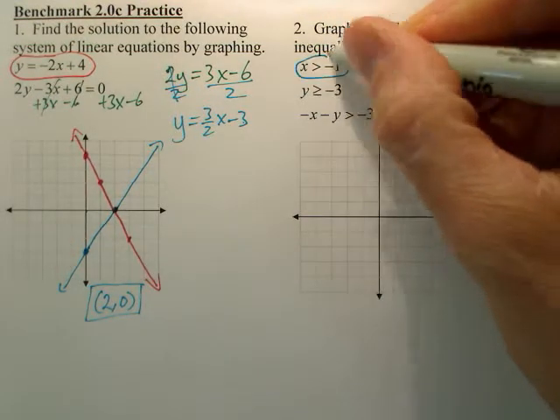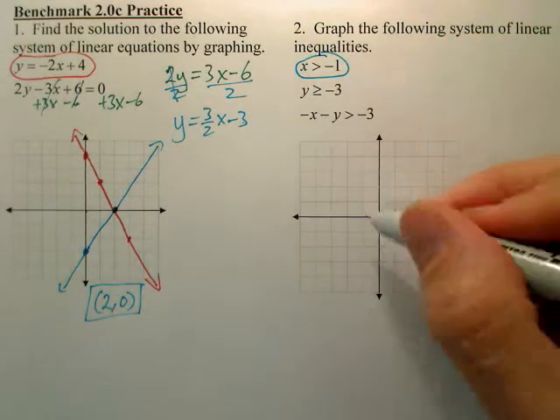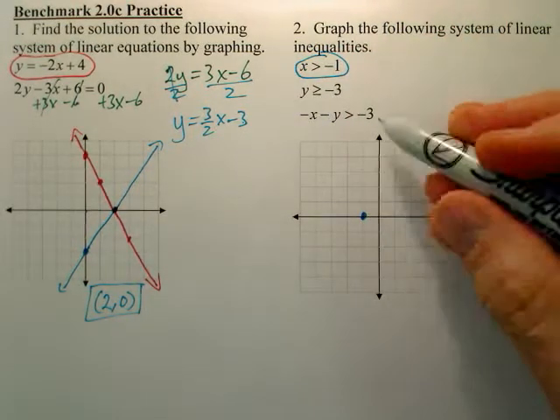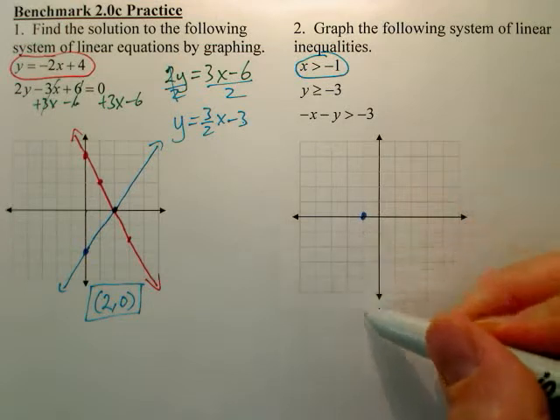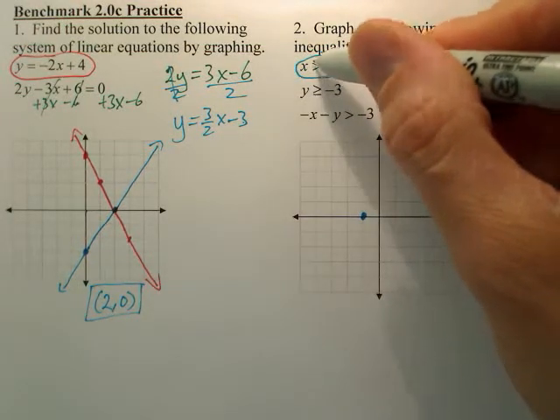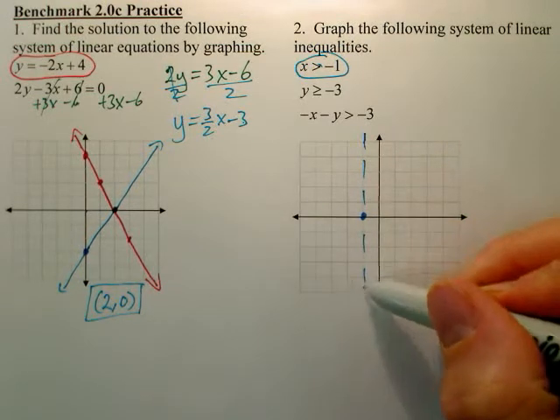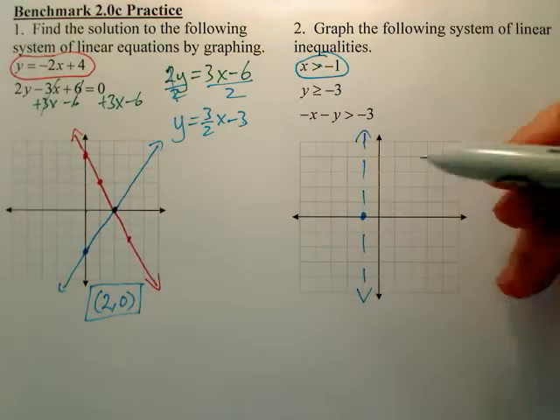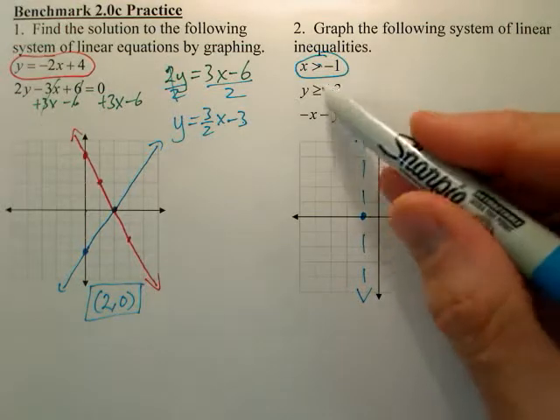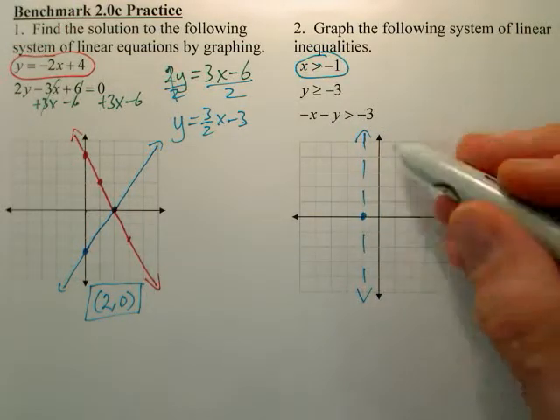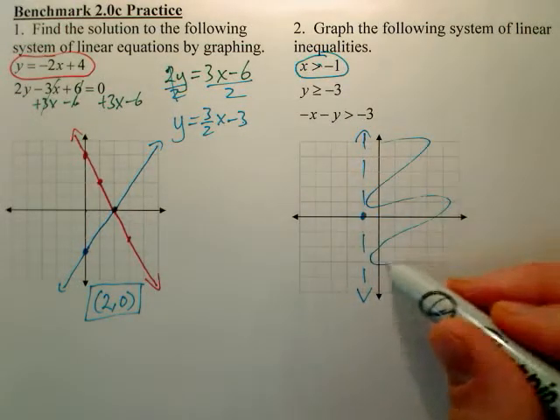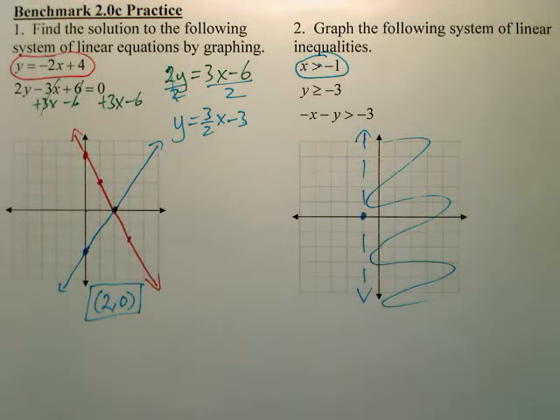So let's do the first one in blue. We go to x is -1. I know it's going to be a vertical line through that blue dot, and I know it's going to be dotted because it's just greater than. It's not or equal to. So I know that's the graph. Greater than is going to be on the right side because that is where the bigger values are. I lightly shade that side, the greater side.